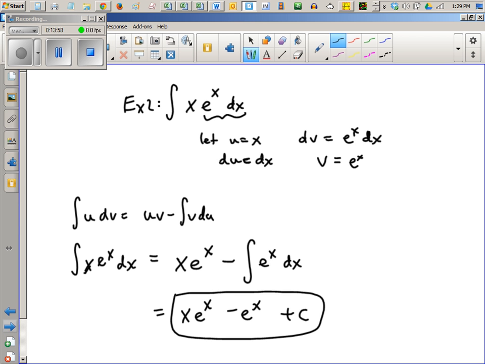So this is u times v, and this is minus the integral of v du, which is dx. And the integral of e to the x dx is e to the x.